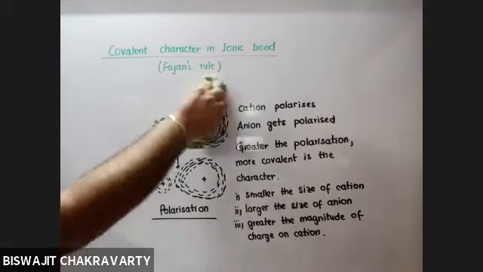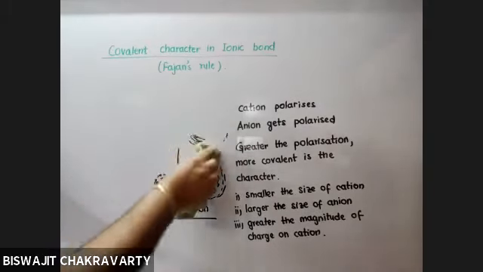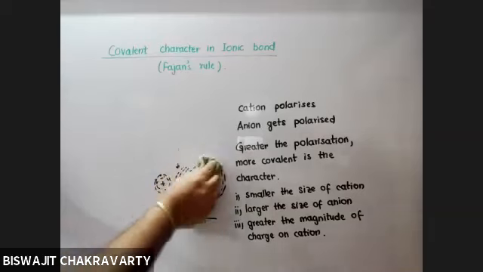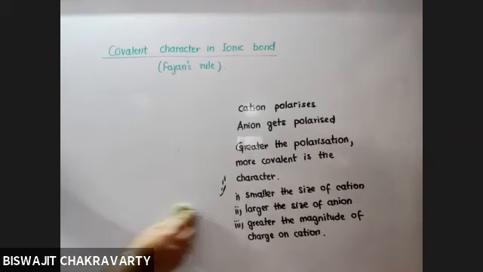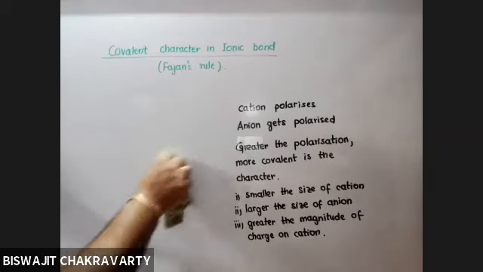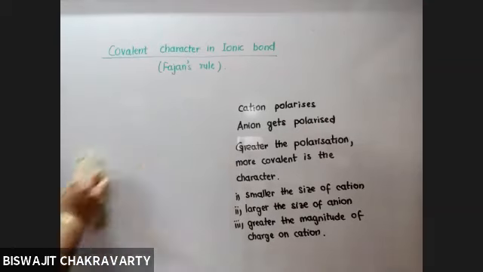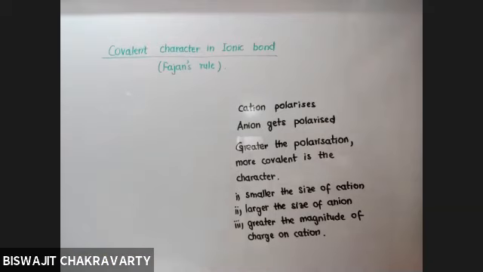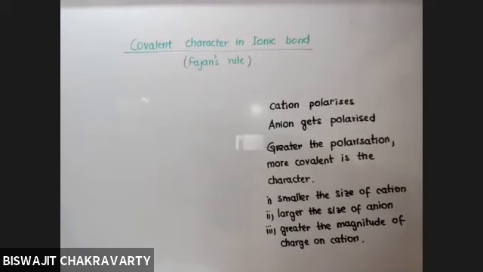So three simple rules which says size of the cation should be small, size of the anion should be large, and magnitude of charge on the cation should be large, so as to have more polarization, which makes it more covalent.